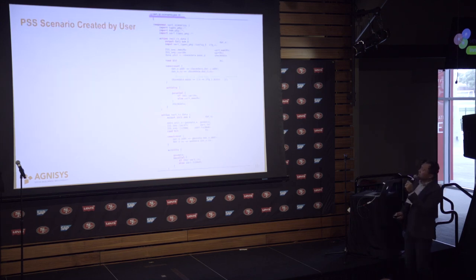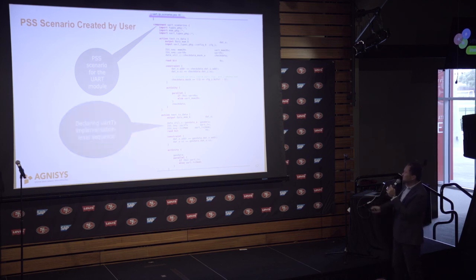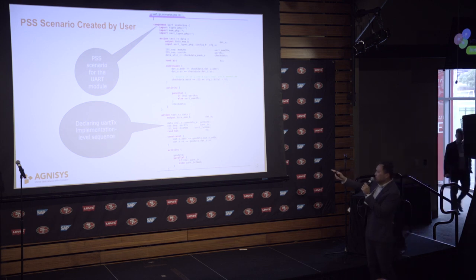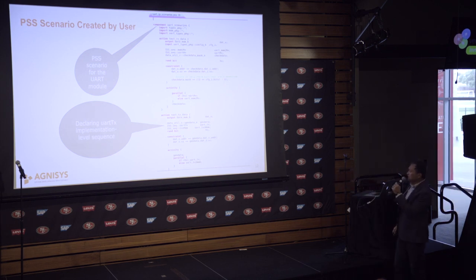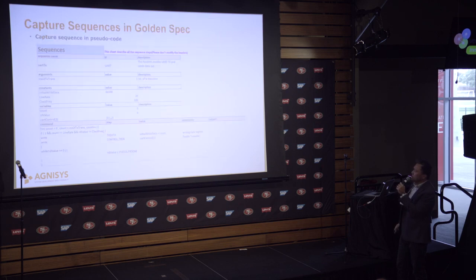So this is an example. It's not really clear here. This is a scenario created by the user in the PSS. You can see the component there for UART. This ISS sequence is the component, and then you can see the declaration there, declaring the UART TX implementation level sequence. So the user creates this in the PSS tool.